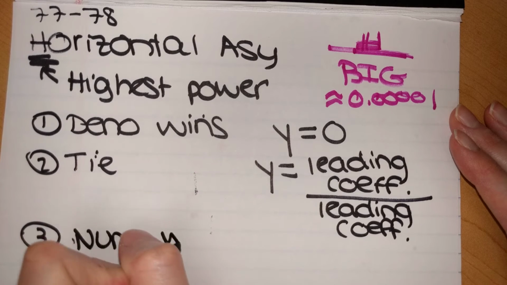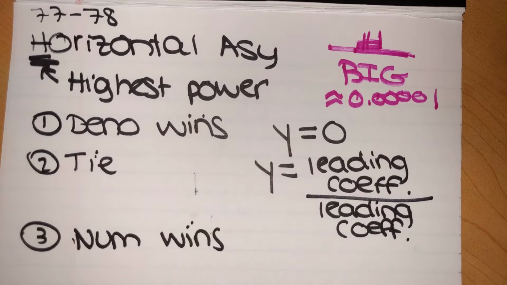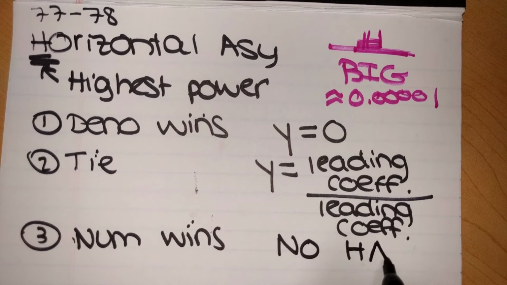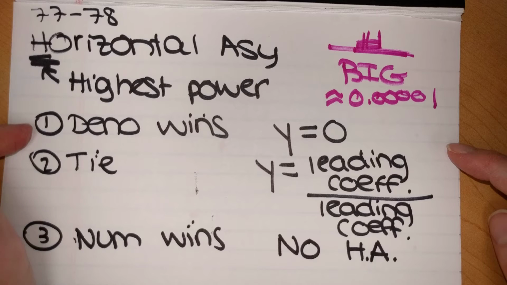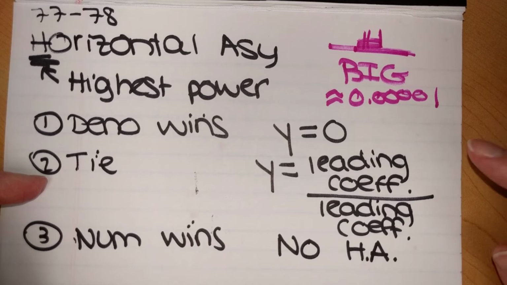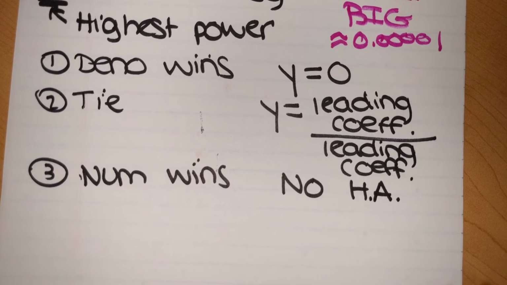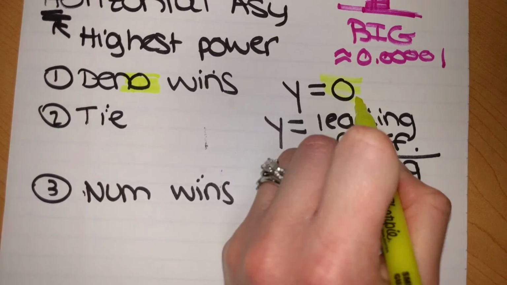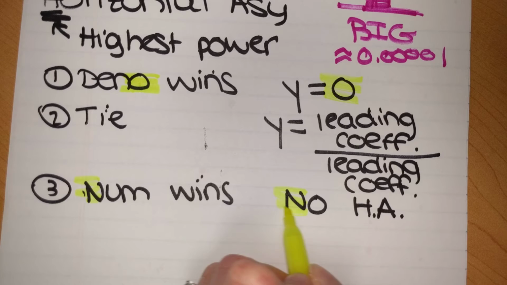Okay, and then that's our second case, and then the numerator winning. When the numerator wins, what happens there is it just gets bigger and bigger and bigger and bigger, and so there's not going to be any flattening out of the graph, and so we have to say that there's no horizontal asymptote. So that's our memorization part: denominator wins, y is equal to 0; tie, leading over leading; and numerator wins, there's no horizontal asymptote. So again, I always think about the O in denominator, 0, the N in numerator, no.